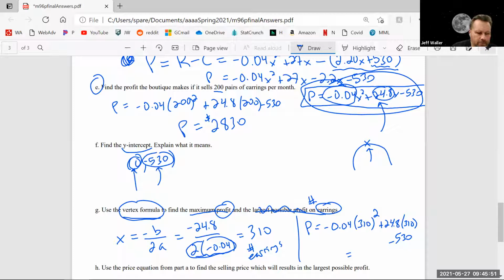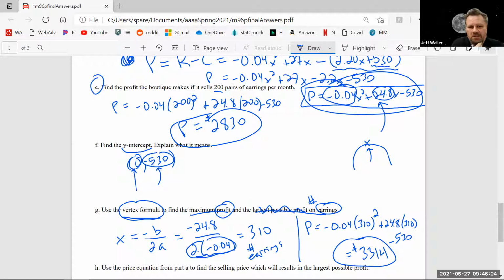I think it's around 3,200. I don't know. I got 3314. All right, I can live with that. This is a difficult one to do in my head. Cool. So if we just stopped at 200 earrings, we would have made 2830, but we can boost that by almost $500 if I just sell 110 more earrings. Just 110 more earrings.